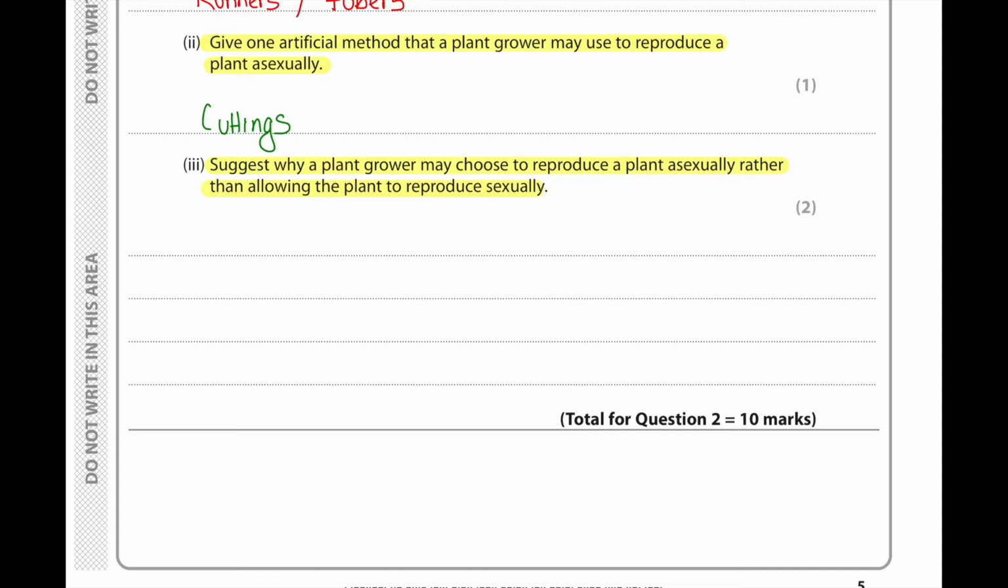And sometimes, even if the plant produces seeds, the seeds might not be viable. So asexual reproduction is the only way.